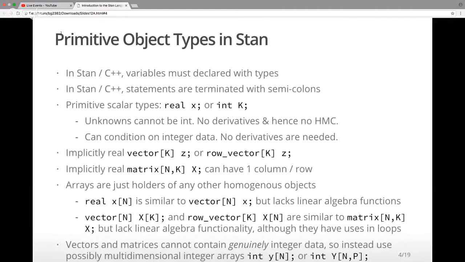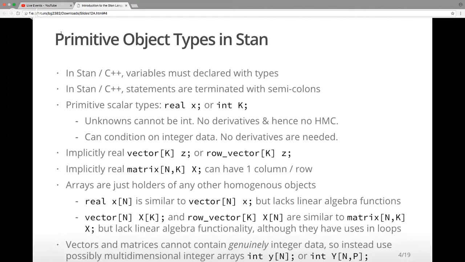So let's just jump into it. In Stan, as in C++, variables have to be declared with types. We've seen this already when we started doing a little bit of stuff with the Stan language with functions and things like that. Also in Stan, because C++ statements are terminated with semicolons, that ends a statement, as opposed to R, where a line break does.